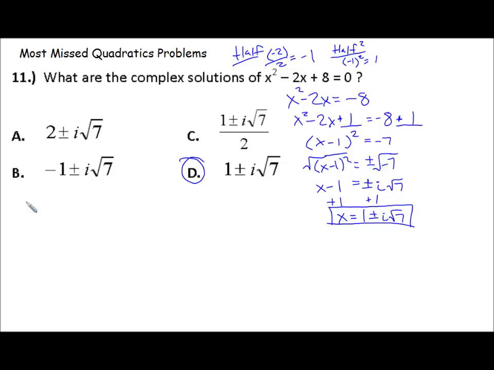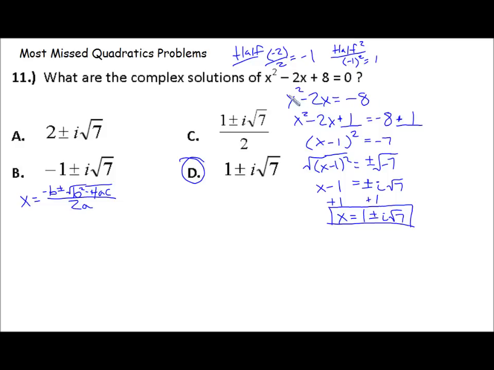Say you're given the quadratic formula. Maybe you tried this and it didn't quite work, maybe because of an error in simplifying. The formula is -b plus or minus the square root of b squared minus 4ac, all over 2a. This is the quadratic formula.